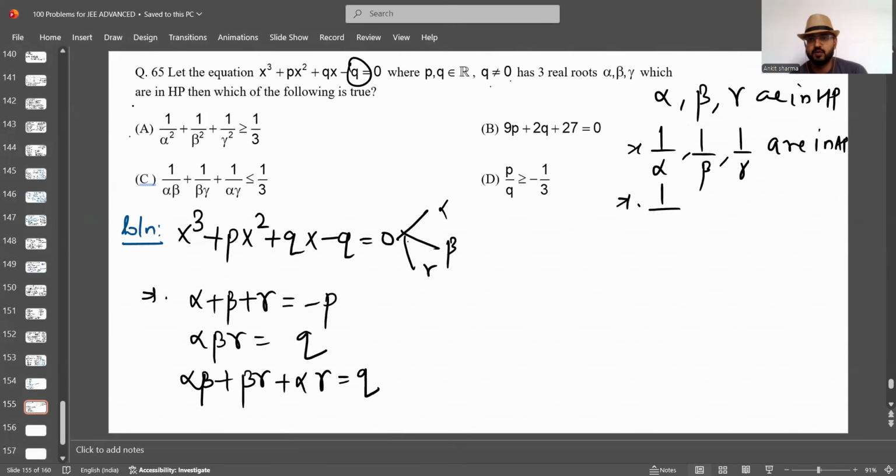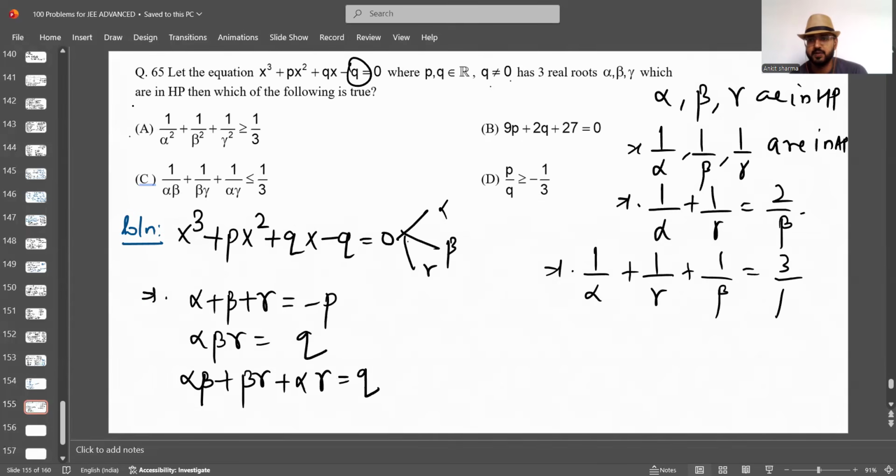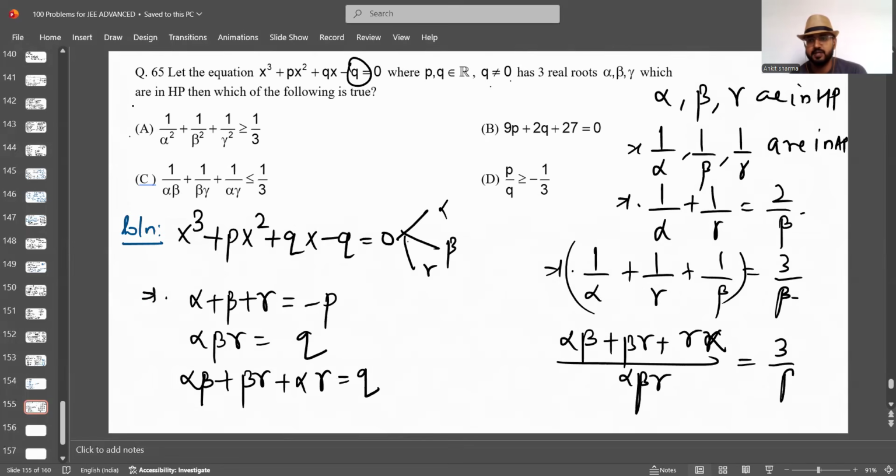So let's go ahead. That means 1 over alpha plus 1 over gamma is equal to 2 over beta. So now if I just make a little modification, I can sense I should add 1 over beta on both sides to get 3 over beta. Now this quantity I should be more familiar with, because that is alpha beta plus beta gamma plus gamma alpha over alpha beta gamma. And that turns out to be 3 over beta. So this is q over q. So beta is equal to 1 into 3, which is 3. So beta is equal to 3 I have.